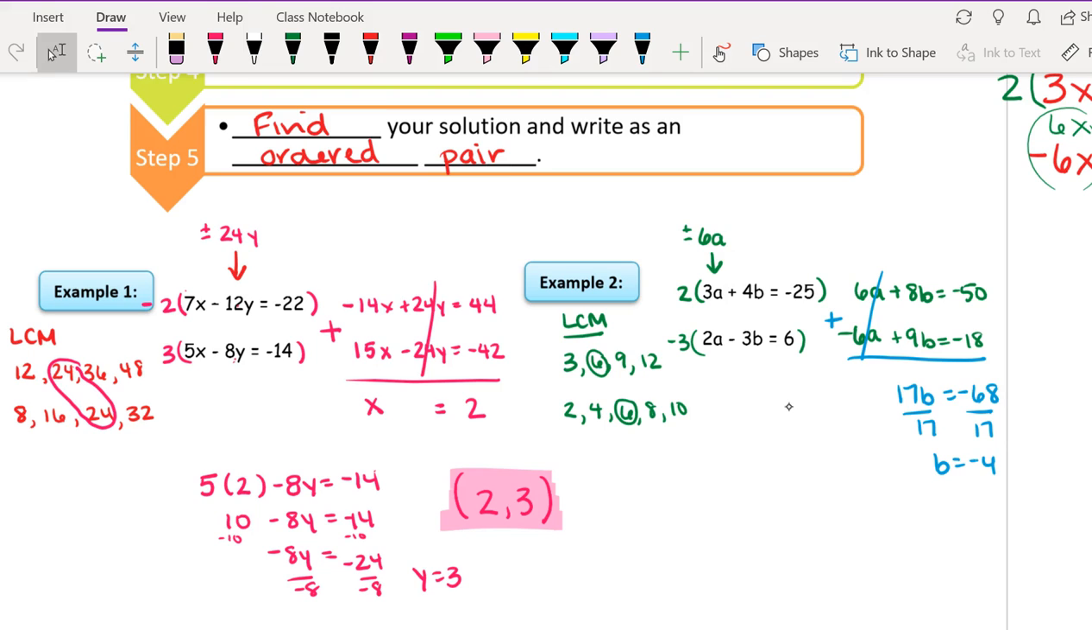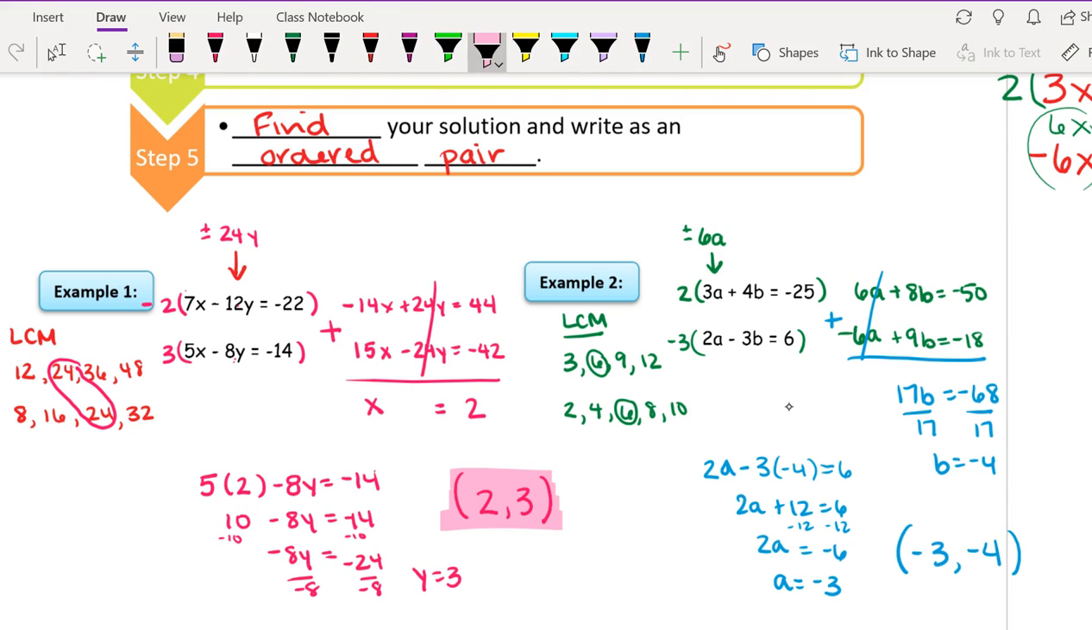Go ahead and plug back into whichever one you like. I like the second one better. So I'm going to do 2a minus 3 times -4 equals 6. So we have 2a plus 12 equals 6. If I subtract 12 from both sides, 2a equals -6. So a equals -3. The solution is (-3, -4). And there's your solution. Okay, so solving these systems is not that difficult. We're just multiplying both equations.